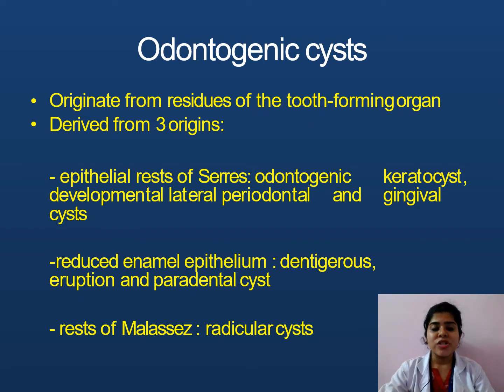Odontogenic cysts originate from the residues of the tooth-forming organ, derived from three sources: the epithelial rests of Serres, which include the odontogenic keratocyst, developmental lateral periodontal and gingival cyst; the reduced enamel epithelium, which includes the dentigerous, eruption, and paradental cyst; and the rests of Malassez, which give the radicular and residual cyst.